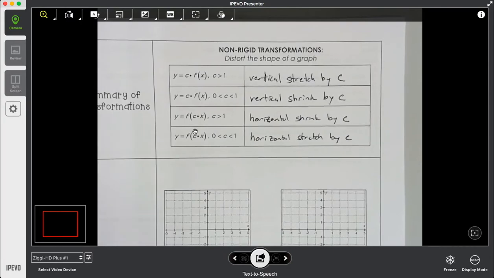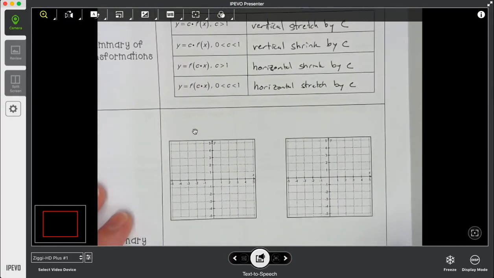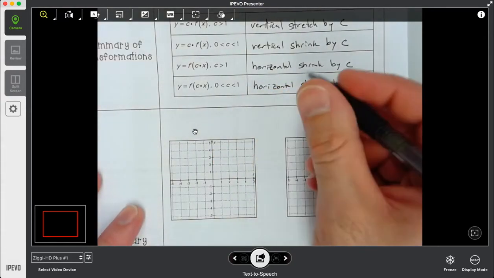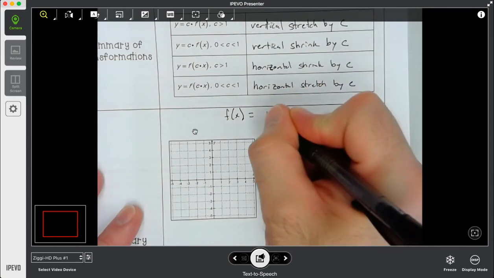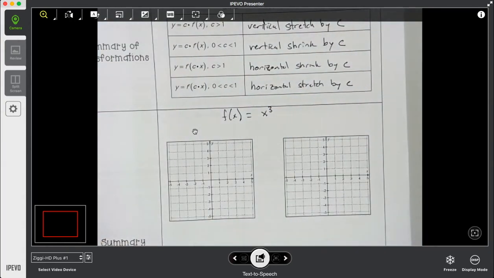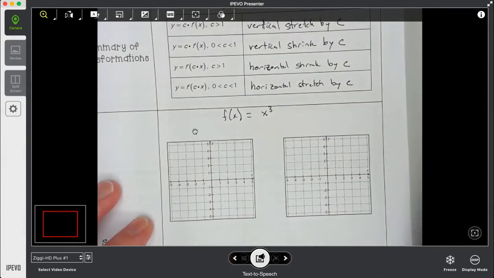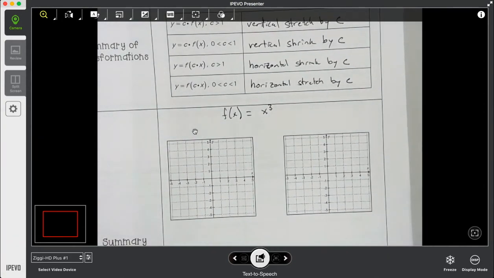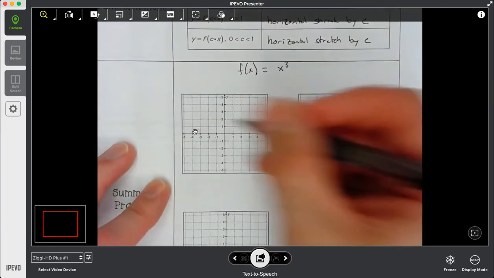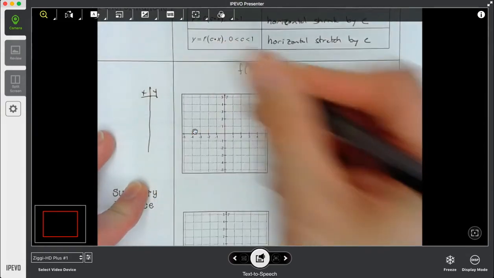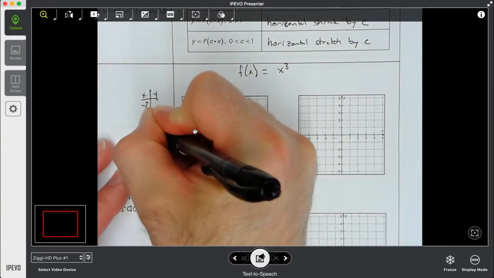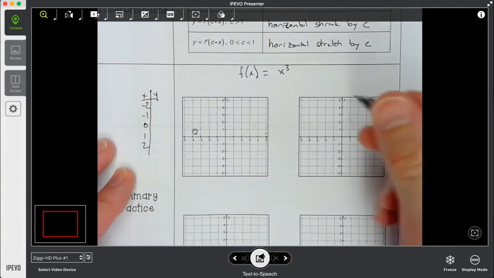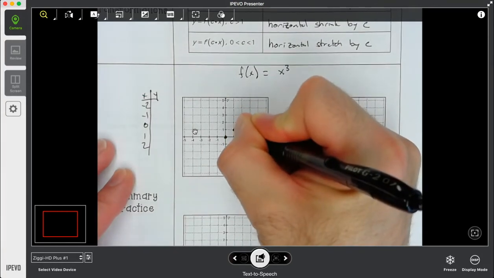So let's look at some practice. We're going to take one function and give it some practice. Let's say our function is f of x equals x cubed. Let's call that our parent function, and then we're going to see what we can do to that. If I build a table of values, we have -2, -1, 0, 1, 2. So x cubed is going to look like this.